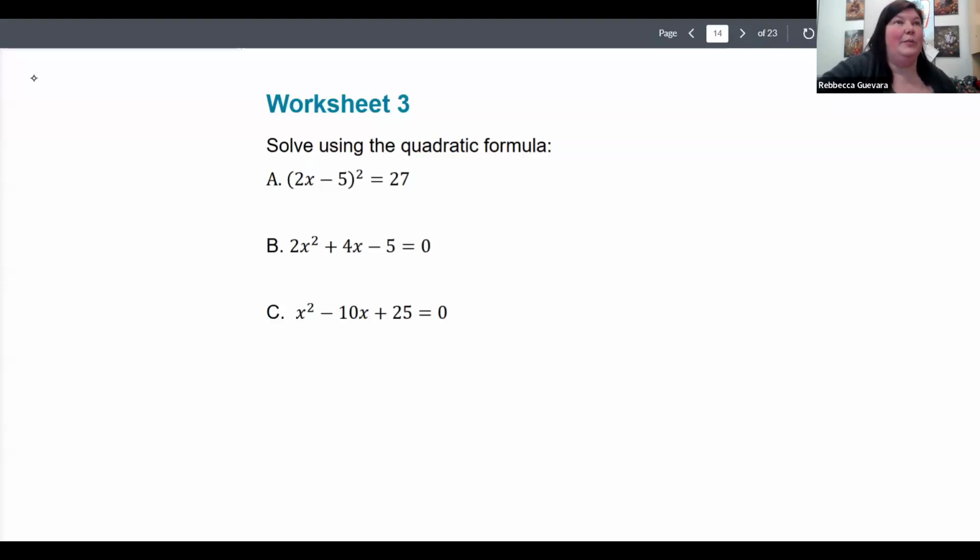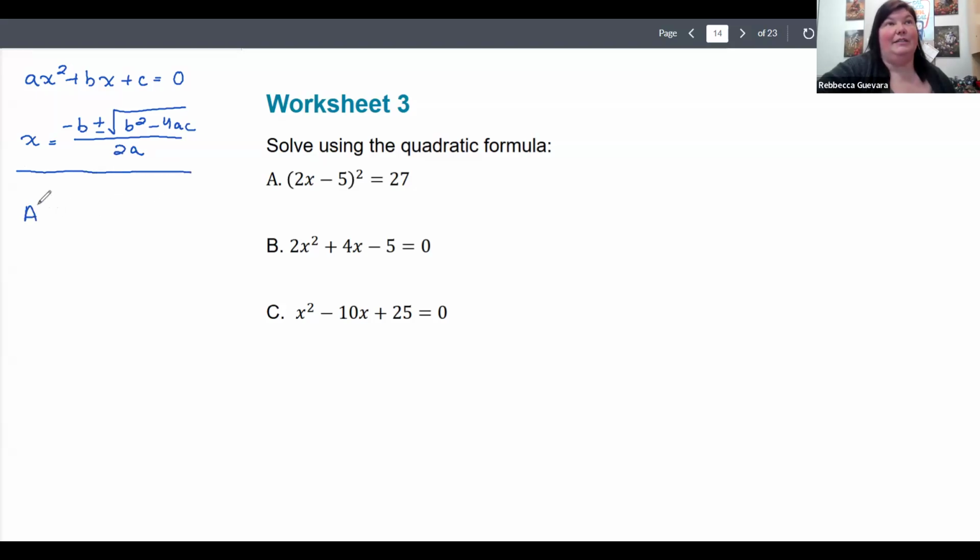Okay, so just a reminder, ax squared plus bx plus c equals 0. And if we have that, that means x is going to be minus b plus or minus the square root of b squared minus 4ac, divided by 2a.